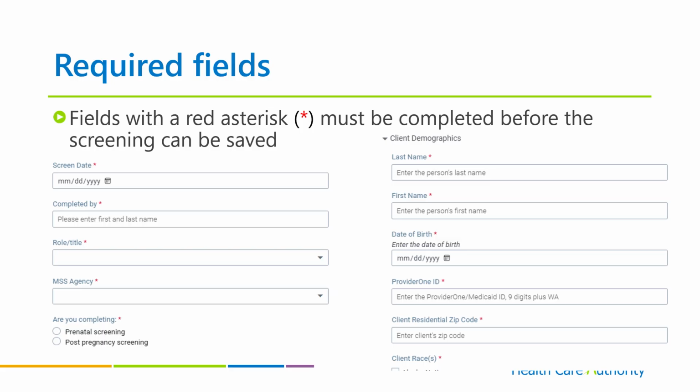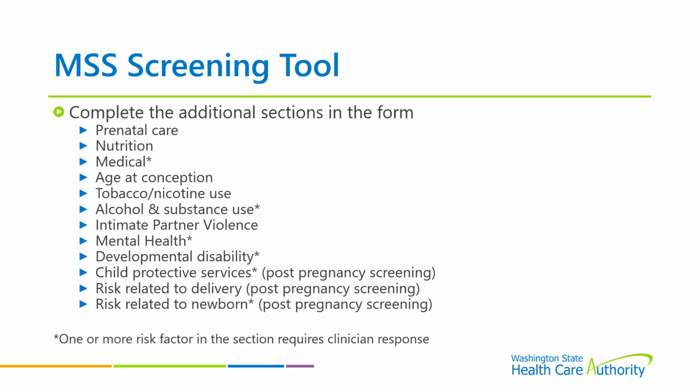Choose prenatal screening if the screening took place when the client was pregnant, or post-pregnancy screening if the pregnancy has ended. Next, you will complete the client's demographics, including their name, date of birth, ProviderOne client ID, residential zip code, and their race or races. After completing the required fields, you will complete the screening.